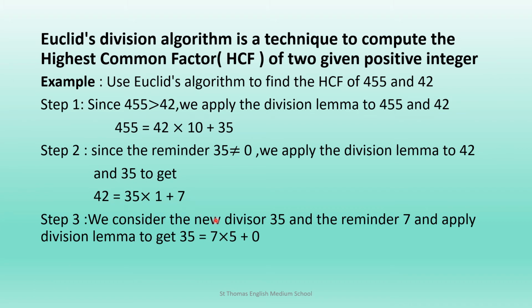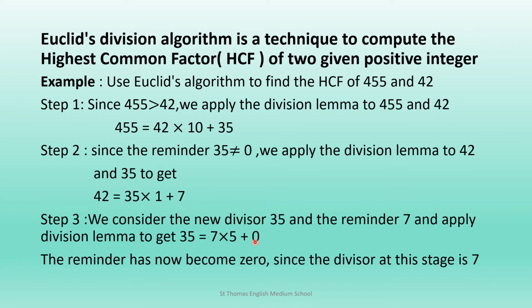So in the next step we have to take 35 and the remainder 7, and applying the division lemma, we get 35 equal to 7 multiplied by 5 plus 0. That is, here the remainder is 0. So you can stop the division here. Now, how will you find the HCF? Since the remainder is 0, the divisor at this stage is 7, and 7 is the HCF of 455 and 42.